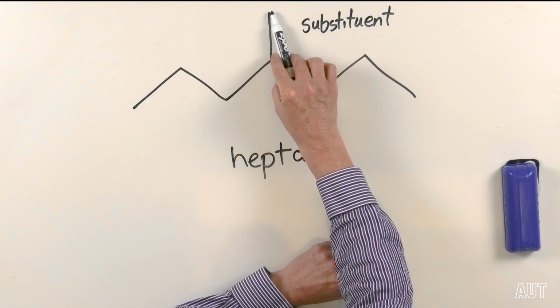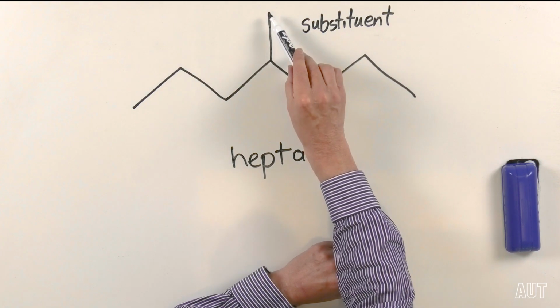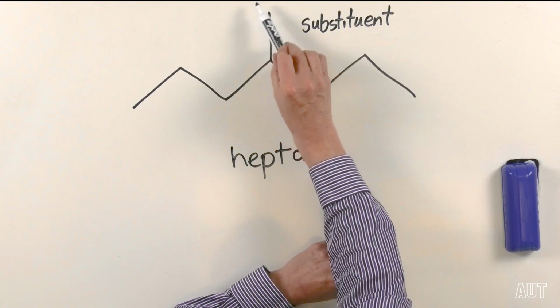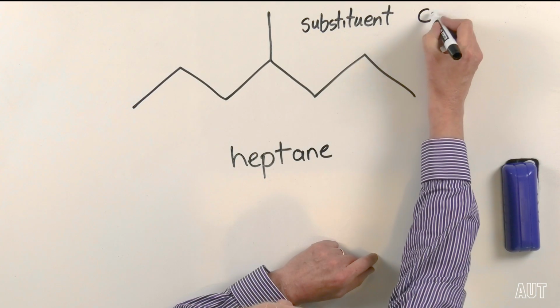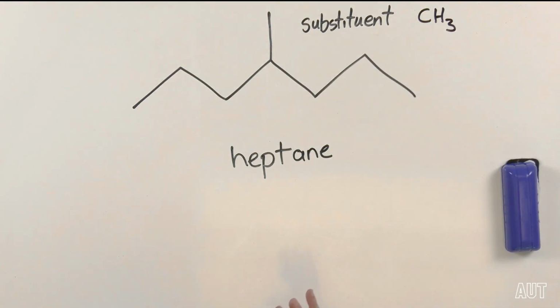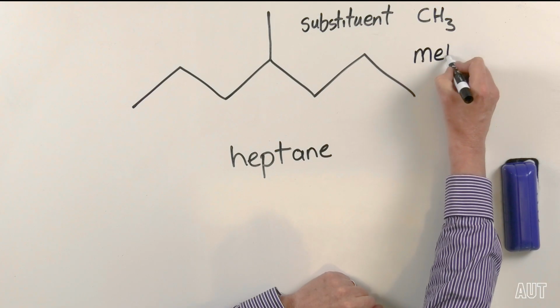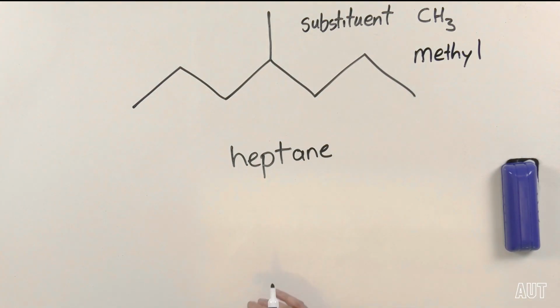So let's work through that now. What is the substituent? The substituent, this is a carbon atom, isn't it? And from the line structure, it is bonded to one other carbon and 3 hydrogens. So the substituent here is a CH3 substituent. That's only got one carbon in it. So we go back to our numbering scheme and we say, what's the numbering for one carbon? The numbering for one carbon is meth. And we are going to call this a meth or methyl substituent.